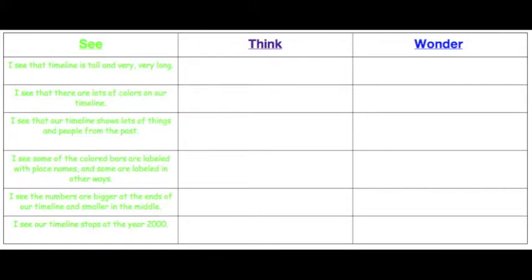Many of you said, I see the colored bars are labeled with place names and some are labeled in other ways. A few of you said, I see the numbers are bigger at the ends of the timeline and smaller in the middle. And a few of you said, I see our timeline stops at the year 2000.